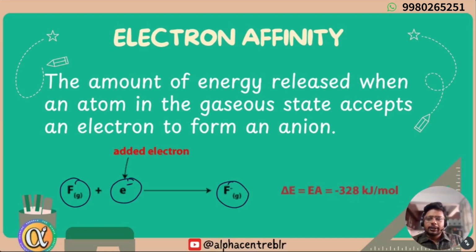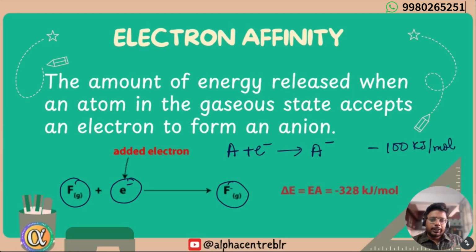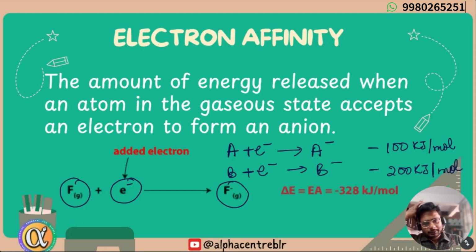Now suppose there is an atom A which takes an electron. If it gains an electron, it becomes an anion with a minus charge, and this releases, let's say, minus 100 kilojoule of energy per mole. Another atom B gains an electron, becomes a B anion, and this releases minus 200 kilojoule of energy per mole. Among these two atoms, which atom has higher electron affinity?